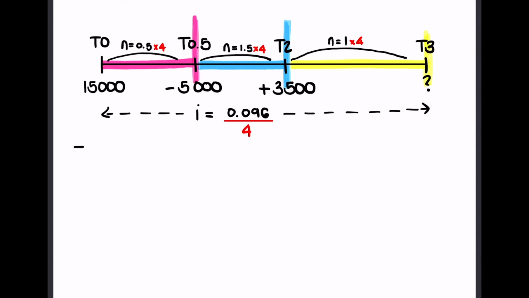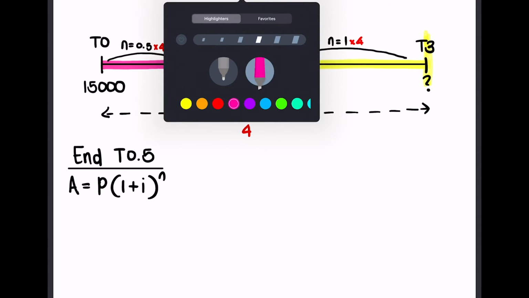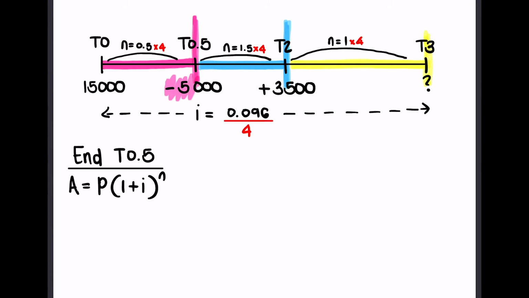So these calculations are going to be the end of term 0.5, the end of term 2, and then the end of term 3. All right, so for the end of term 0.5, it's compound interest. So A is equal to P, open bracket, 1 plus I raised to the power of N. But for the pink one, 5,000 Rand is being withdrawn. Now I don't want to withdraw it in the next step and then it just magically appears. So I put it in the formula step and then it's there the whole time.